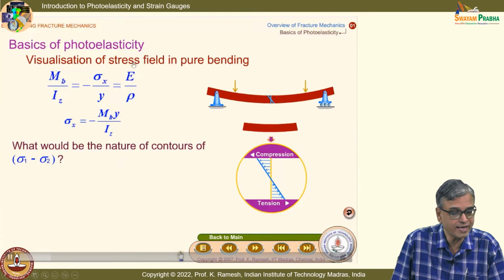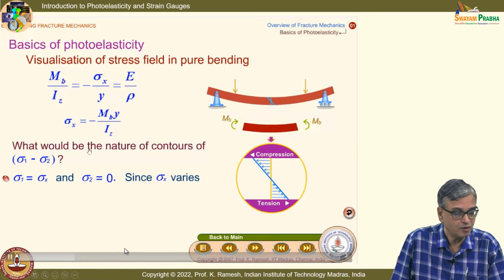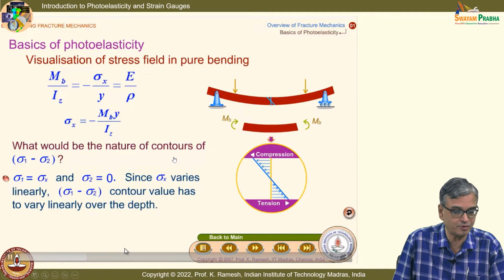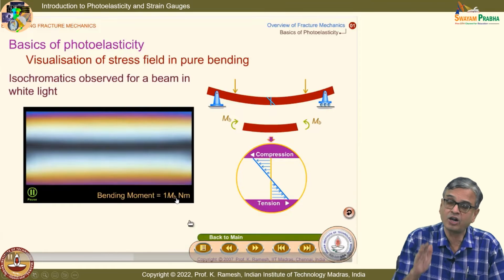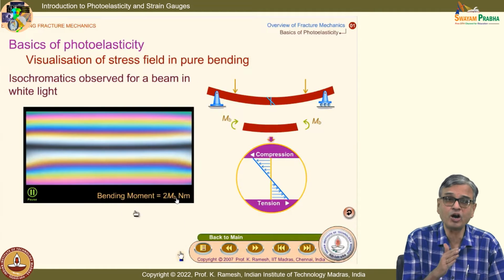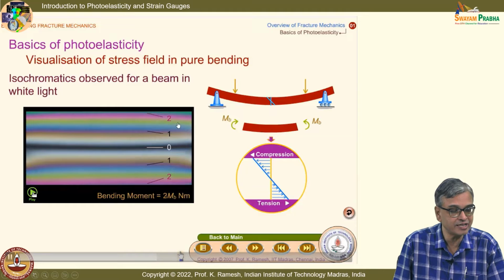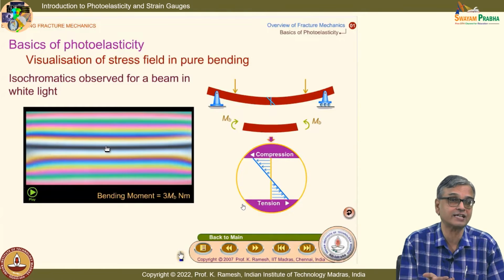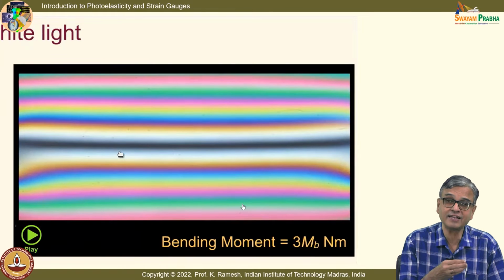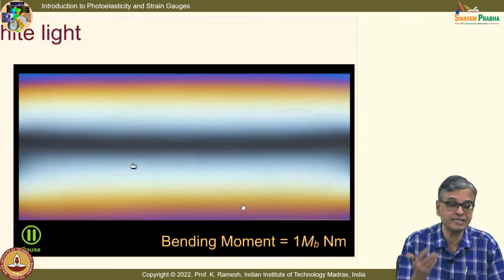Since now you have the knowledge of stress, strain and also principal stresses, what would be the nature of contours of sigma 1 minus sigma 2? We have sigma 1 as sigma x and sigma 2 equal to 0 in one section of the beam. Since sigma x varies linearly, sigma 1 minus sigma 2 contour values always remain positive, and if you plot them analytically, you get essentially parallel lines, which is also verified by your photoelastic experiment. So, this is another indirect validation of photoelasticity giving contours of sigma 1 minus sigma 2.